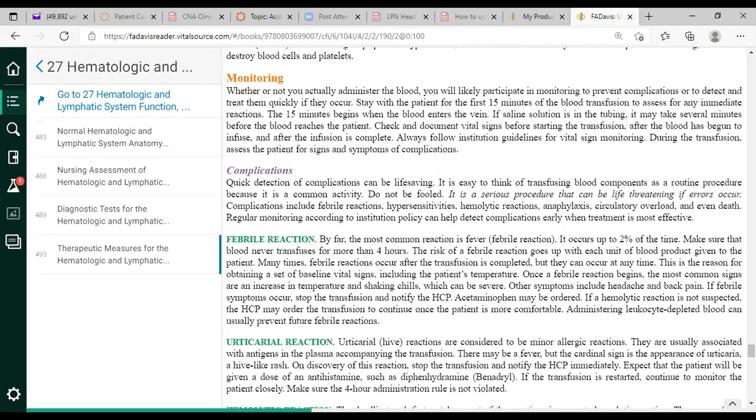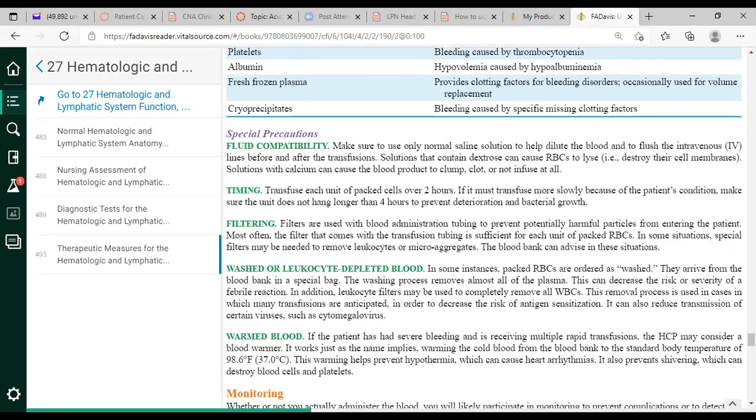And typically with transfusing blood, the equipment that the blood will be transfused through actually needs a filter connected, so it can filter out any debris or different things that don't belong, different harmful particles.